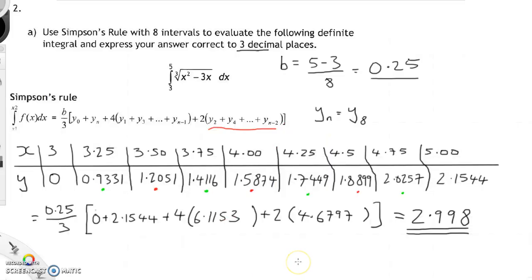So back to our calculation. Yeah, and that's our answer then. Seems like a reasonable answer, 2.998.